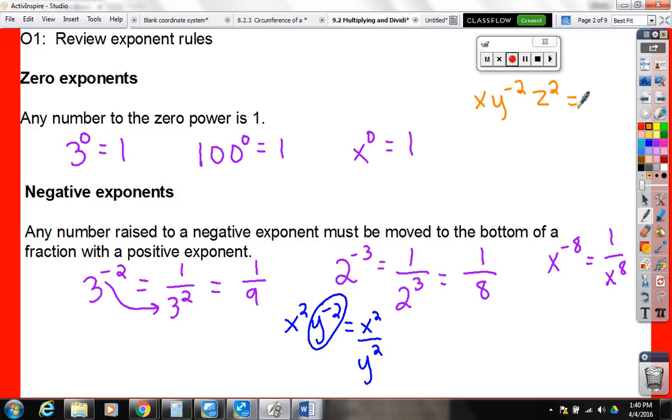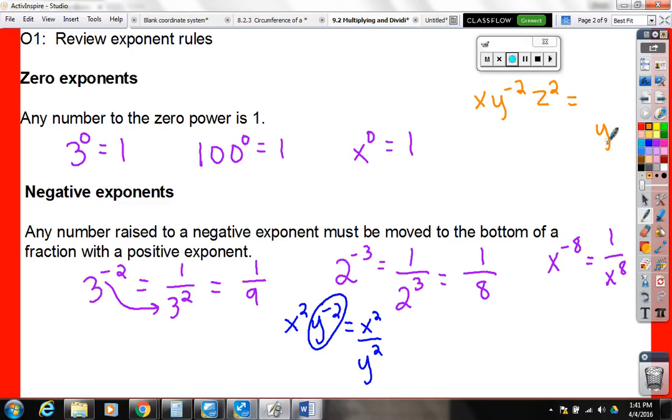Z squared over x, y squared. x y to the power of 2 over z. This is not x to the power of 2, it's x to the power of 1. The x is not included in this negative exponent. Only the y is included. Then you put y to the power of 2 on the bottom.